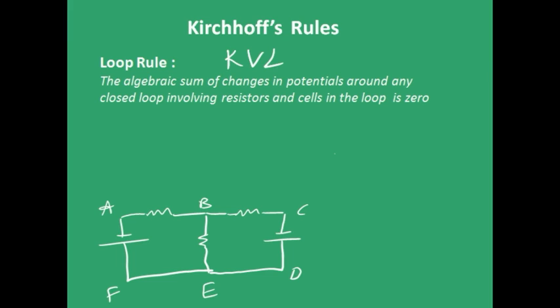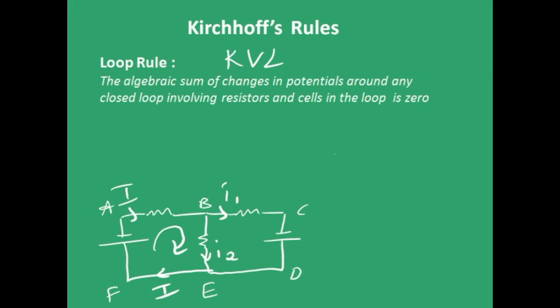Now I'll start with A and go through this loop A, B, E, F, A in this way. Starting with A, say the current here is I, and let it be I1 here, and this will be I minus I1. Of course, let me write it as I2. You know that I2 is I minus I1, right? By Kirchhoff's junction law.